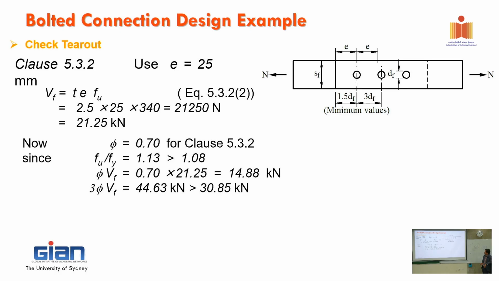The factor in this case is a little bit higher, 0.7. And you get those equations, and you got the capacity in tail. Three of them, so it's 44. It's bigger than 30.85. Okay.